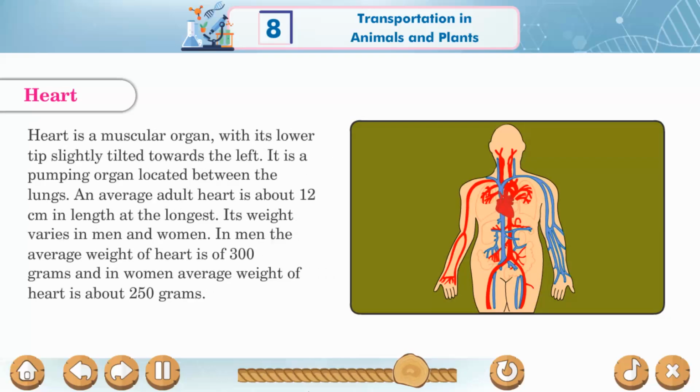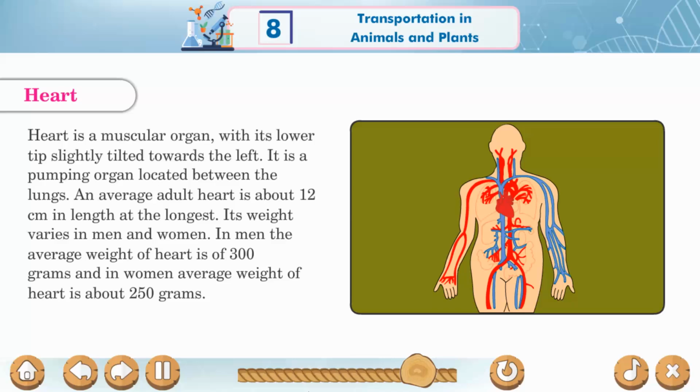Heart is a muscular organ with its lower tip slightly tilted towards the left. It is a pumping organ located between the lungs. An average adult heart is about 12 centimeters in length at the longest. Its weight varies in men and women.